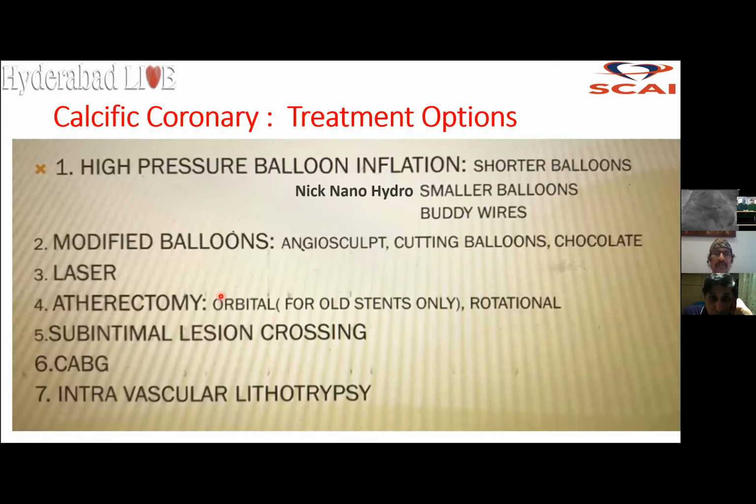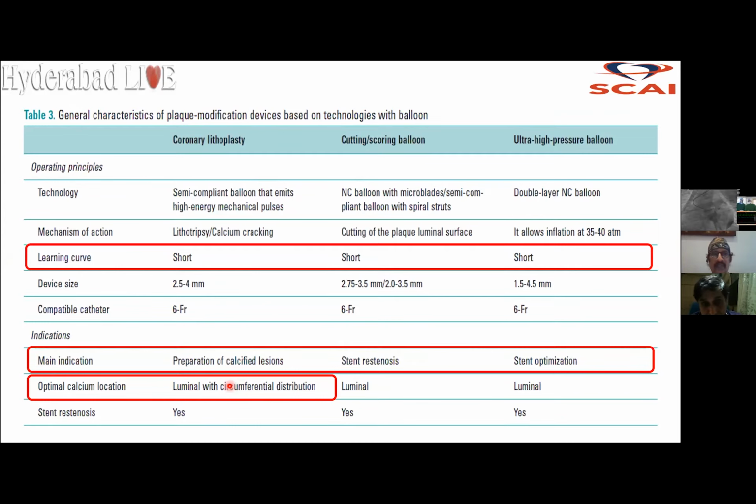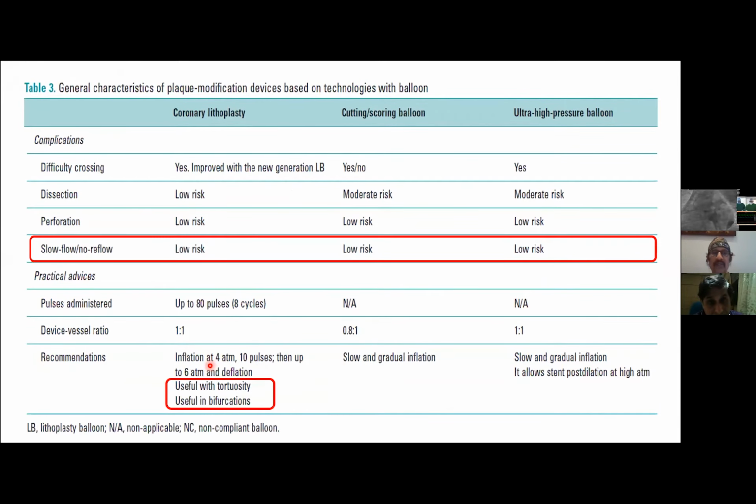Then we have options like the rotablator, laser, and finally today we have an IVL. So all these choices can be made based on where your calcification is. These are actually simple to use techniques for calcification: the lithotripsy, cutting or scoring balloon, and ultra high pressure, the OPN balloon. So these are all balloon based, and you do not need too much learning for usage of these, though everything will have its own few peculiarities.